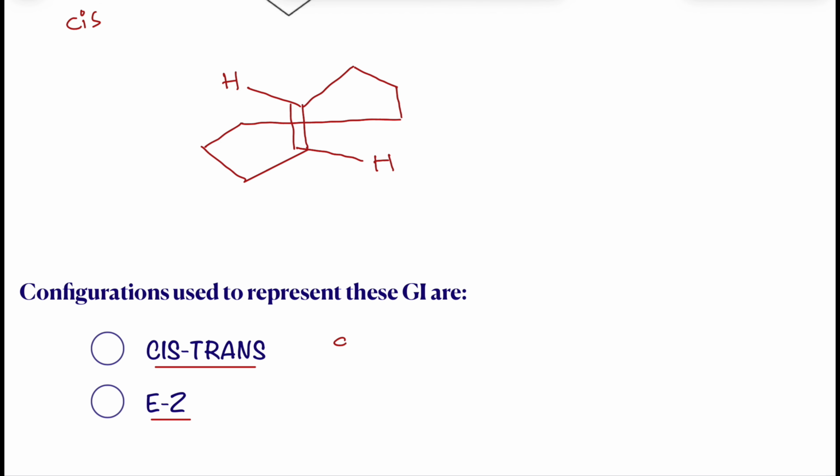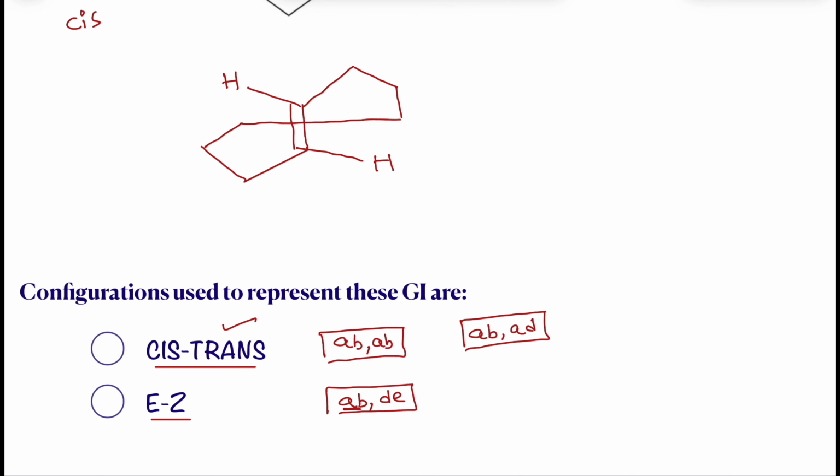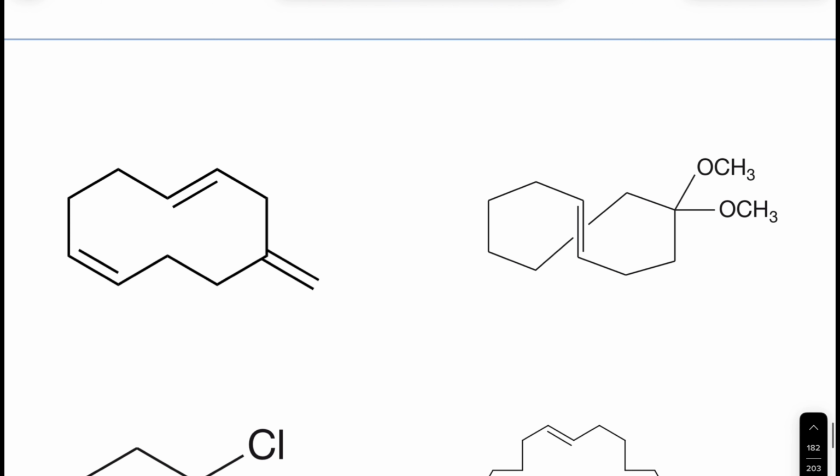Same thing, if it is an AB, AD type of structure, with two double bonded carbons, if there is at least one common group, then we have to go for cis trans configuration. If there is no common group, that is an AB, DE structure, no common group, where these are the groups of one double bonded carbon and these are the groups of the other double bonded carbon, in that situation we have to use EZ configuration. So let us take some examples.